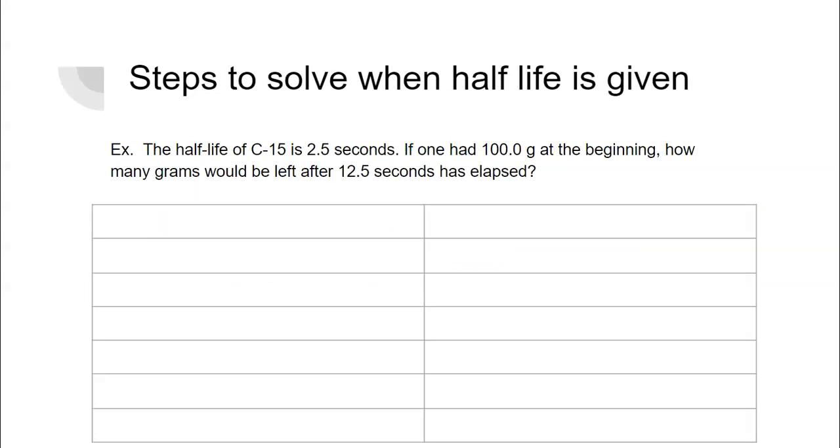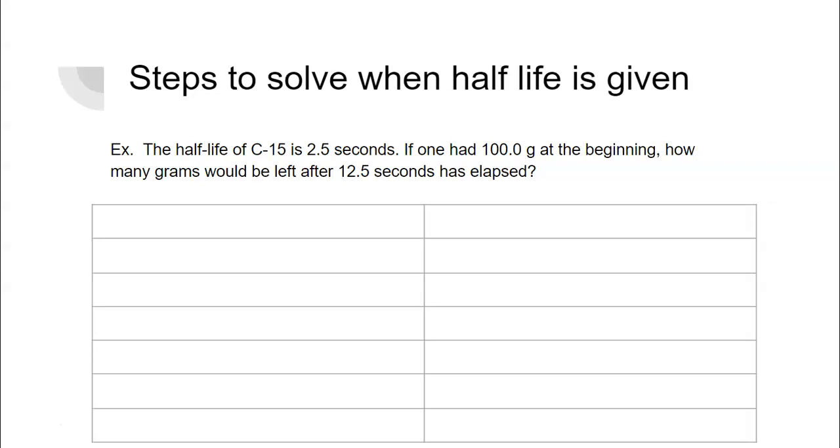So here's an example. The half-life of carbon-15 is 2.5 seconds. That's a pretty fast half-life. If one had 100 grams at the beginning, so if I have 100 grams of carbon-15, how many grams would be left after 12.5 seconds has elapsed? So they're telling me my half-life. They're telling me how long I need to go. I need to figure out how much is left after I hit that amount of half-lives.